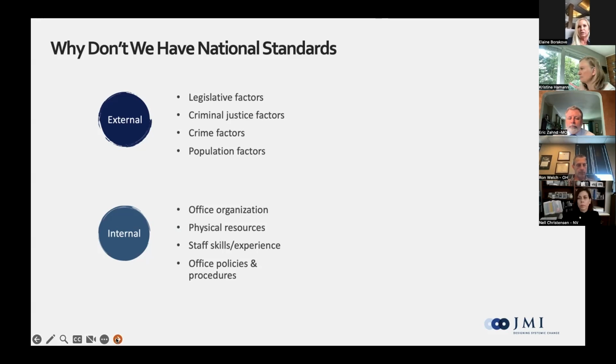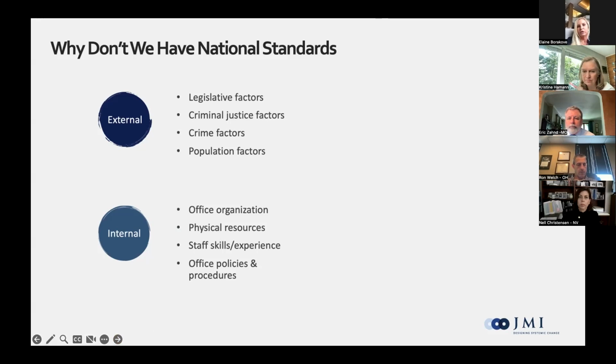Staff skills and experience. The research is very clear. The more experienced attorneys you have, the more efficient you can be. But that's not where we find ourselves, particularly post-COVID, where we've got a lot of attrition and a lot of the hiring is being done, bringing in new prosecutors, younger prosecutors.